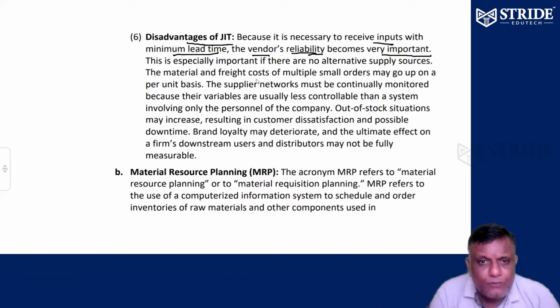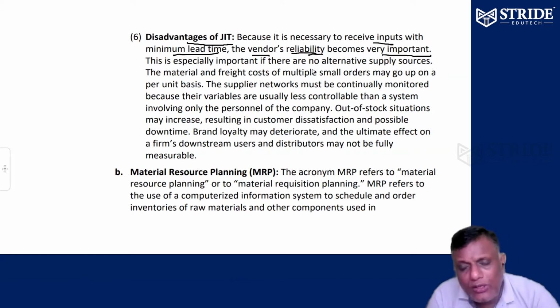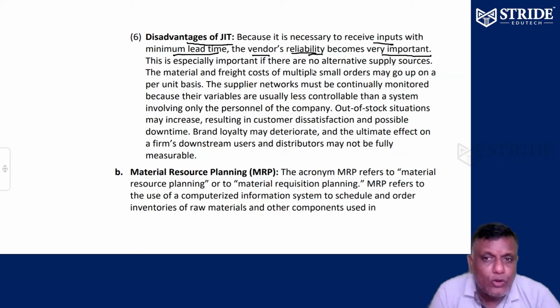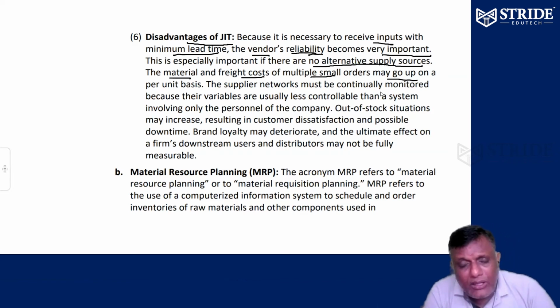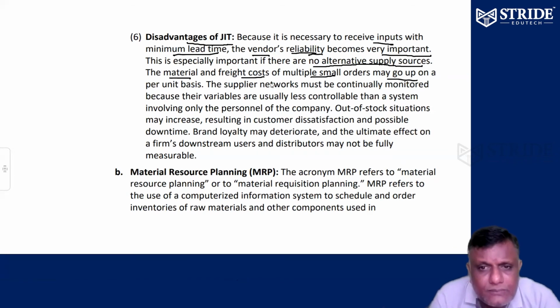Suppose you don't have any alternative supply sources, then automatically you are locked in that day. The production stopped. The vendor cheated you and you collapsed totally. With no alternative supply sources, your production stops on the day. Your material and freight cost for multiple small orders may go up. If the material does not come in at 9:30, what happens? You'll call another supplier. You'll be in tension only. The material and freight cost that day will go up.